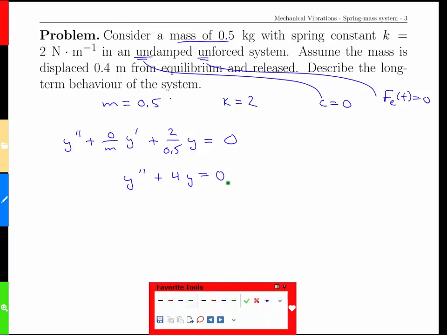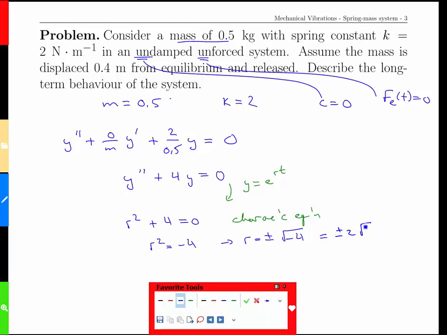We're going to do our usual assumptions. y is equal to e to the rt, with t being the independent variable here, and we get the characteristic equation. And from the characteristic equation, we find our roots. r squared is minus 4, so r is going to be plus or minus the root of minus 4. That's better known as plus or minus 2 root minus 1.